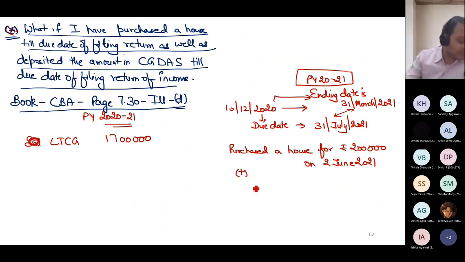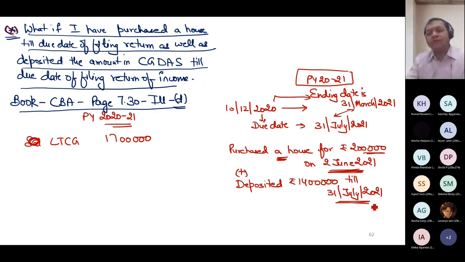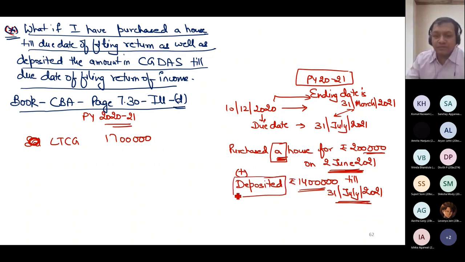Plus, not only this, what did I do? This person is very intelligent. He deposited rupees 14 lakh also, till 31st July 21. Do you remember what is happening? I purchased a house till the due date of filing return of income for 2 lakh. And since I have the time limit of the due date of filing return of income, I deposited 14 lakh also. Already I have purchased a house and I have deposited the amount also in the same year.